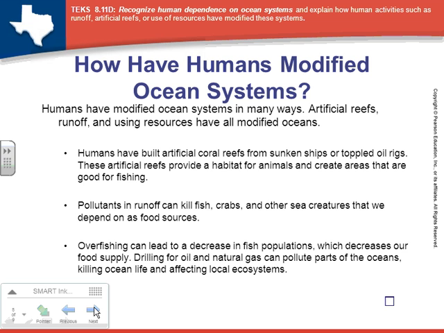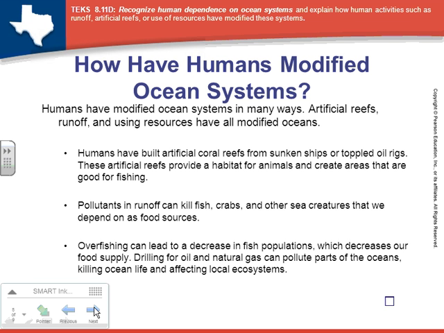How have humans modified the ocean system? We as humans have modified the ocean system in many ways. We've created artificial reefs, runoff, and using resources. So humans have built artificial coral reefs from sunken ships or toppled oil rigs, and these artificial reefs provide a habitat for animals and create areas that are good for fishing. So that's one positive way that we've modified or impacted our ocean systems.